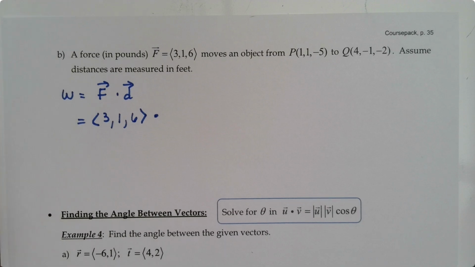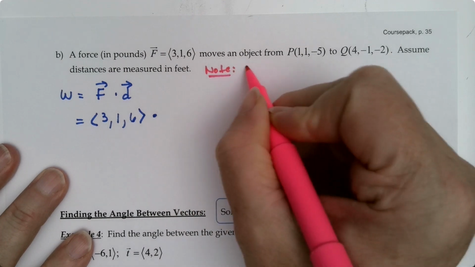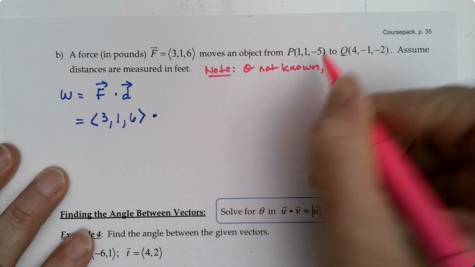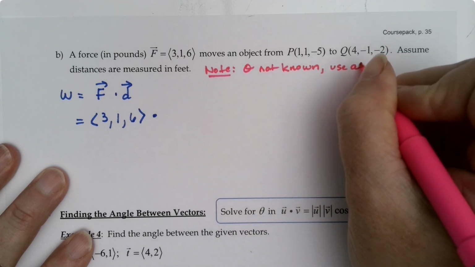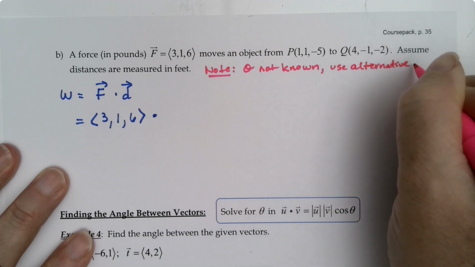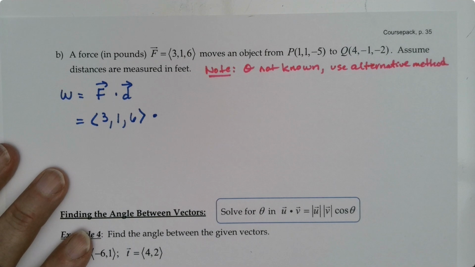I don't need the angle, right? We don't know the angle. So let's make a little note, right? The angle was not given. So we're going to use the alternative method, the one that doesn't involve theta. All right, to do that, I'm going to need my distance vector.